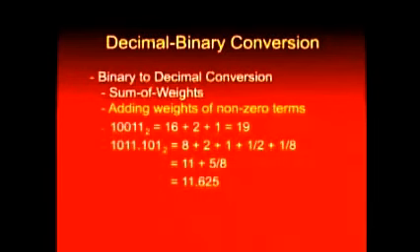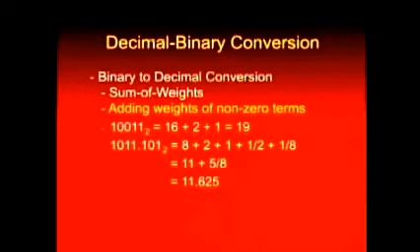There are 3 digits after the decimal point. The rightmost digit after the decimal point is a 1. It has the weight 0.5. The next digit is a 0. Its weight is not accounted for. And the last digit has the weight 1 by 8. So if you add all the terms, 8, 2, 1, 0.5, and 1 by 8, the result is 11.625.